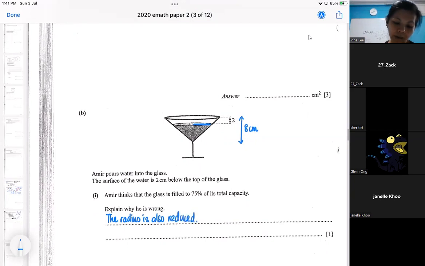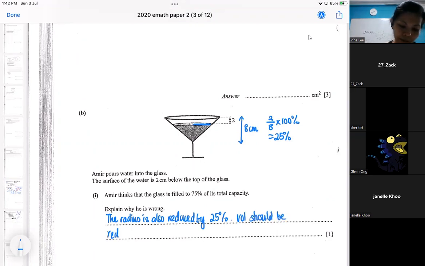So at the same time, the height is reduced, and the radius is also being reduced. The radius should also be reduced by 25% because the height is reduced by 25%. You can see the height is reduced by 25%, but because the radius is also being reduced by 25%, the volume should be reduced by more than 25%. So that is the idea.